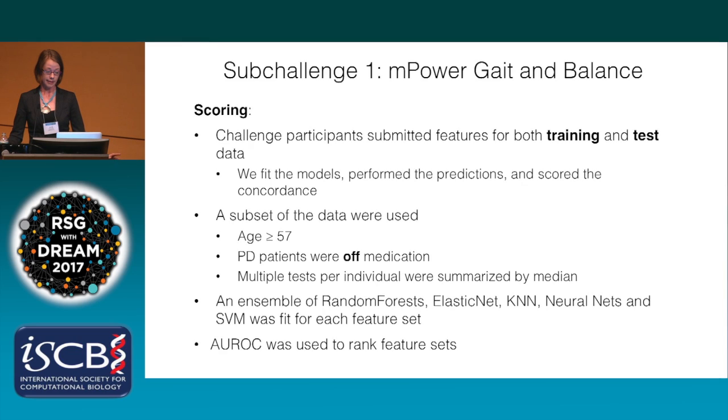So here are some details. We asked participants to submit features for both the training and test set. I already covered that. We did the model fitting, performed the predictions, and scored the models. We only used a subset of the data for scoring in order to roughly balance ages for cases and controls, for example, so that age wasn't a dominating predictor. For this case, we only used Parkinson's patients that were off medication, so presumably in their worst possible state. Obviously, we might like to go back and look at how it does with Parkinson's patients who are on medication.